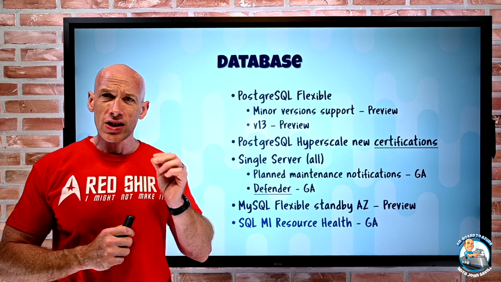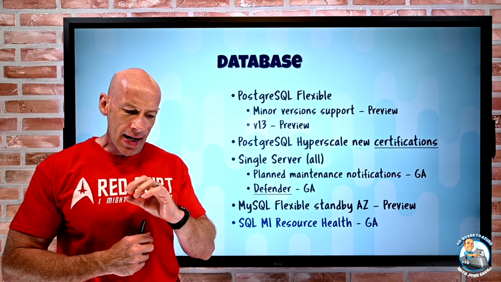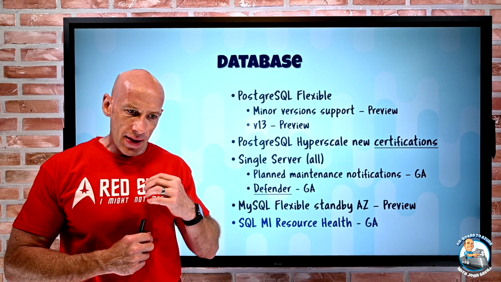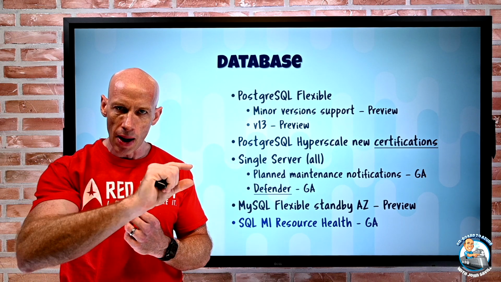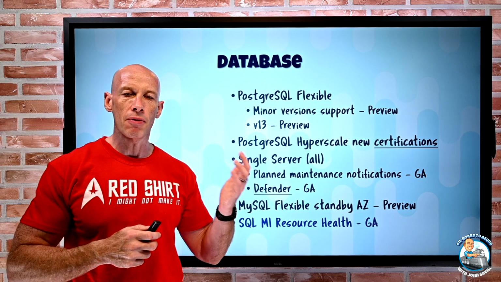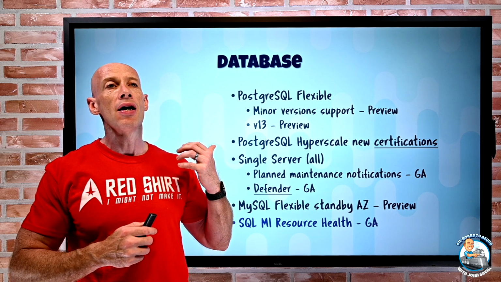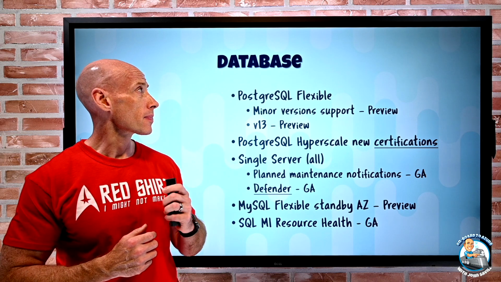And then for SQL Managed Instance, now the resource health view is GA. This is really all about, hey, if there is some issue, I can go to the resource health option in my blade for SQL MI, and it will show me information about current and past events that may be impacting my performance, impacting the availability of my service.